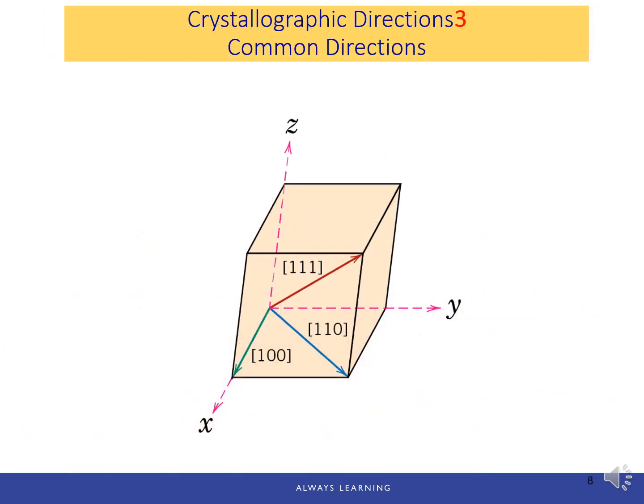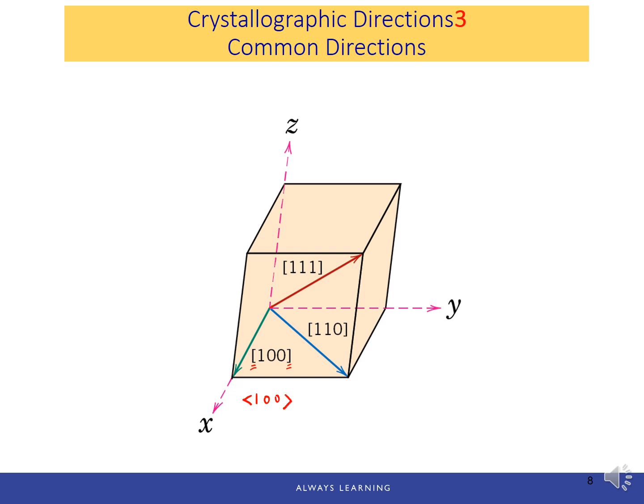Here are some common directions in a cubic or unit cell. First of all, the edge. Along the edge, we have [1 0 0], with a square bracket indicating a single direction. So this specific direction is colored in green. If we want to indicate all the edge directions, we can use a family notation. So this is the <1 0 0> family.